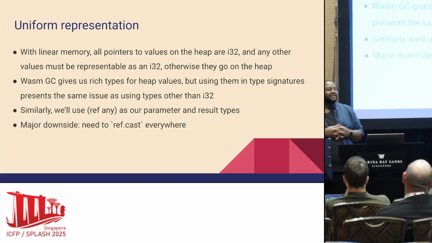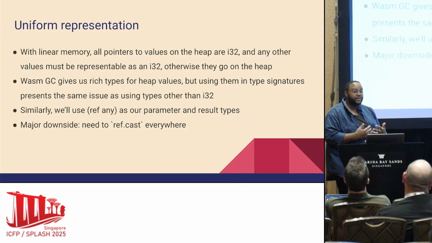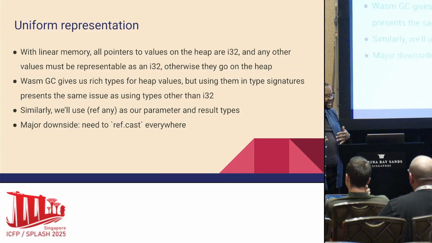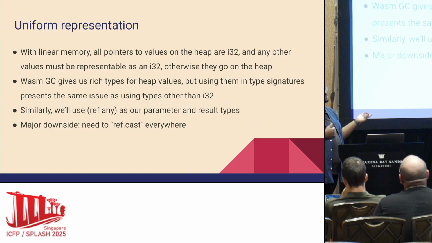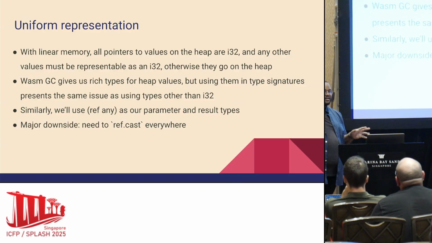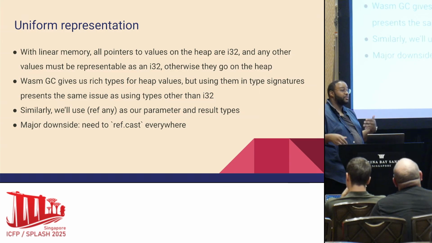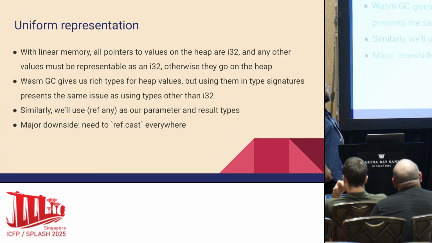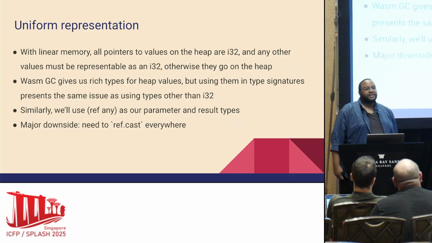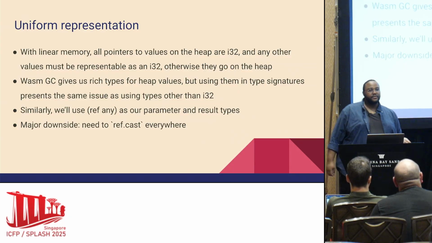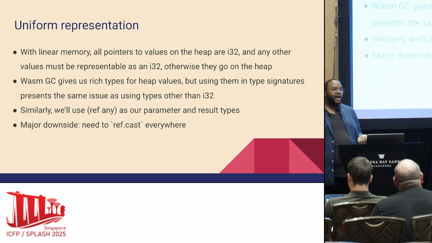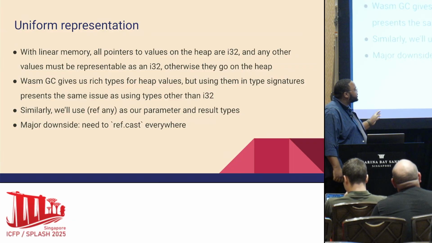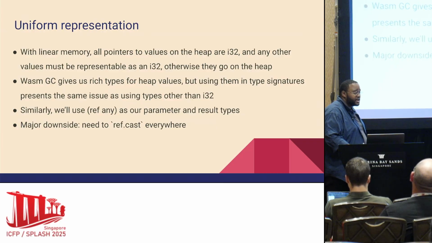That's a little bit sad if you think about it, because Wasm GC gives us all these rich types for heap values. But if we actually use those types in the type signatures, then we'll get the same issues as if we try to use values other than i32. But that's OK. With some fun compiler optimizations, there's lots of times where we can just use those values and avoid a bunch of casting and things like that. But on that note, ref casting everywhere sucks. It's awful. I hate it. But it's a necessary evil, and most of the time the optimizer can actually figure out that some of the types are the same and can get rid of a bunch of these casts, which is pretty great. And that's the same thing when it comes to the actual runtimes as well.